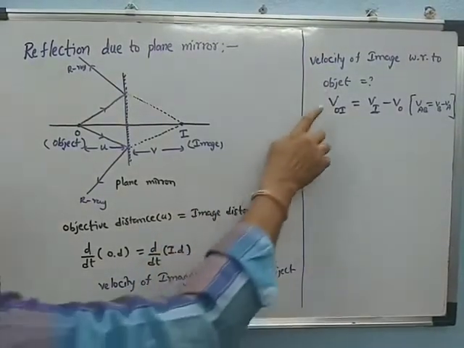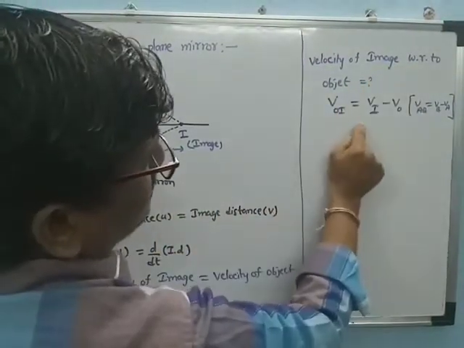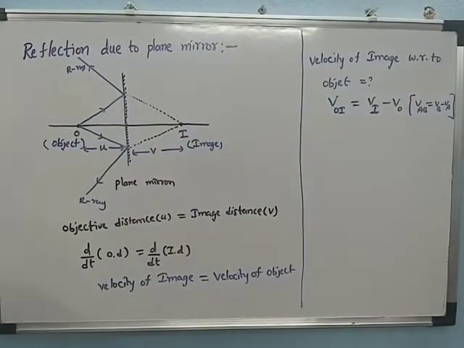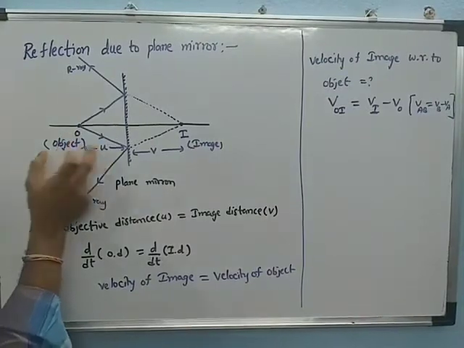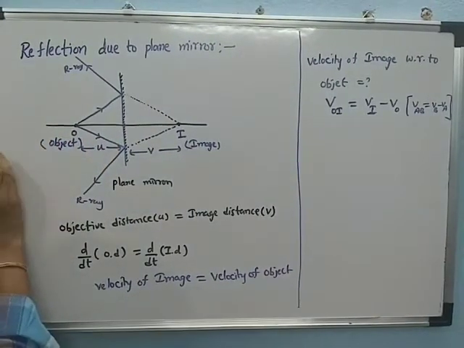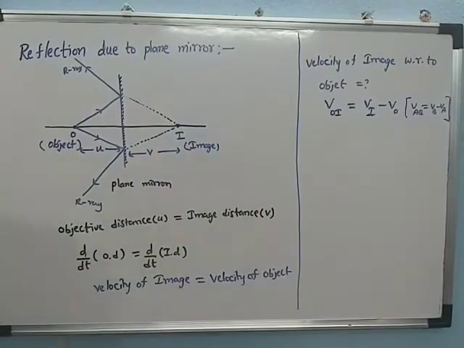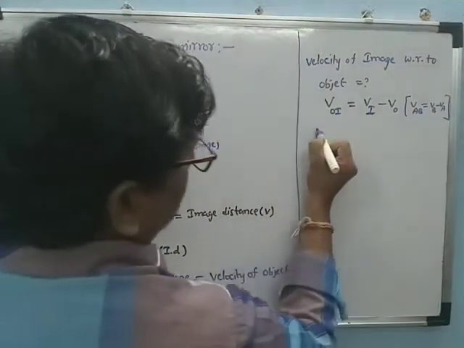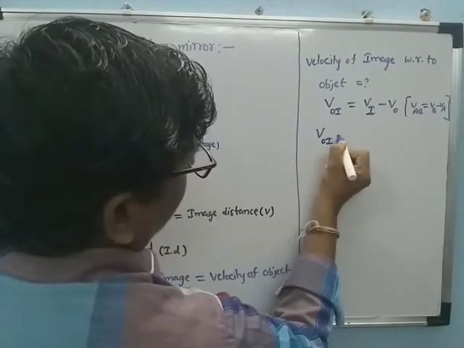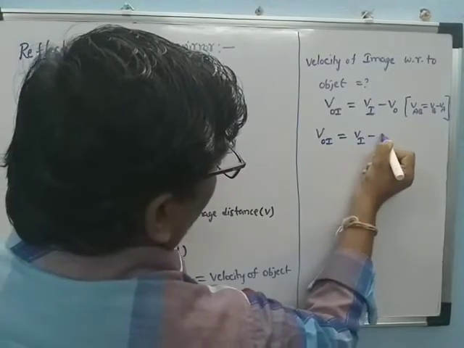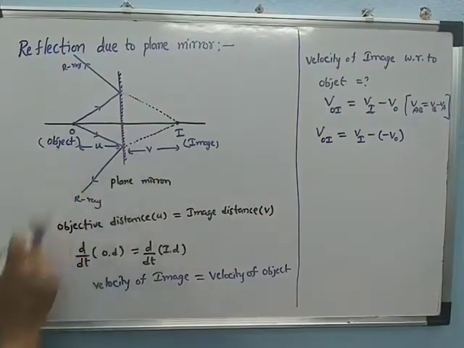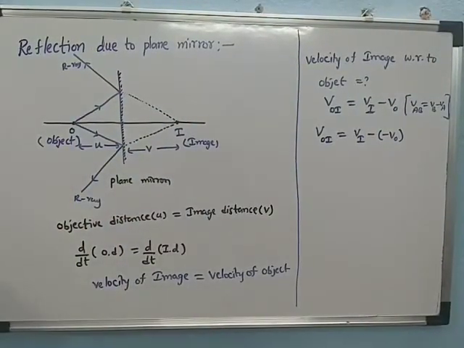The velocity of object with respect to image is equal to the velocity of image minus the velocity of object. But we observe that the object is moving to one side and the image is moving to the other side. Both are in opposite directions, and the opposite direction we take as negative. So the velocity of object with respect to image is Vi minus of minus Vo. The minus indicates the opposite direction, and minus into minus is plus.